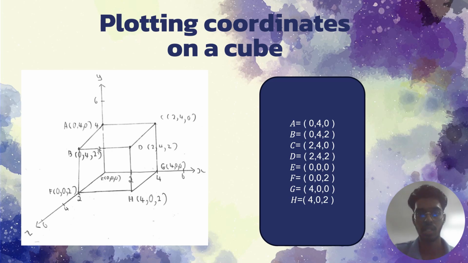As there are three axes, x, y, and z, every coordinate must consist of three numbers, each representing an axis. For example, for coordinate A, the value will be 0, 4, 0. For coordinate B, 0, 4, 2. For coordinate C, 2, 4, 0. Coordinate D will be 2, 4, 2.